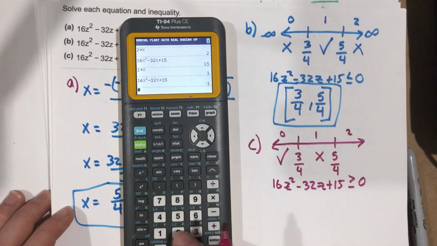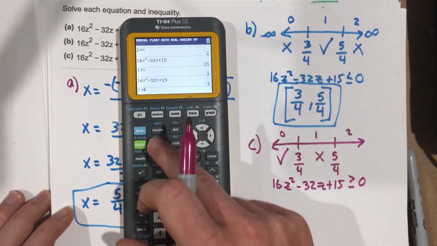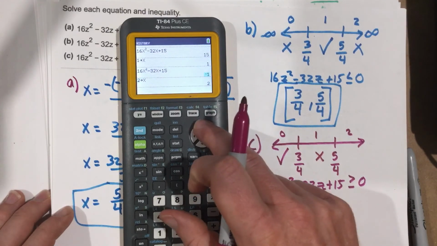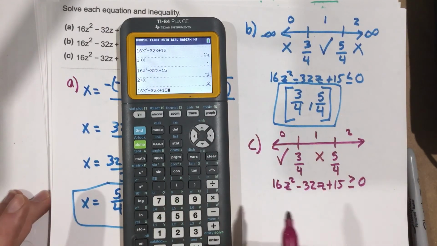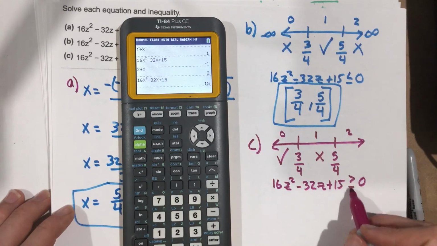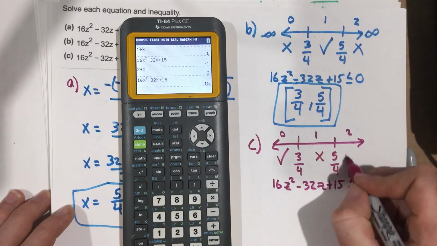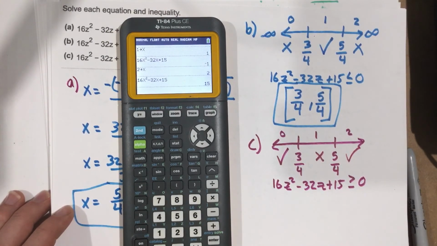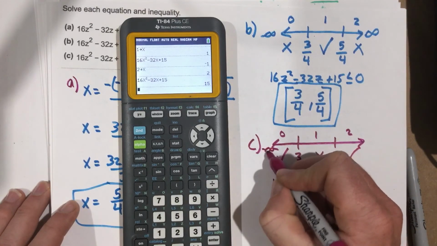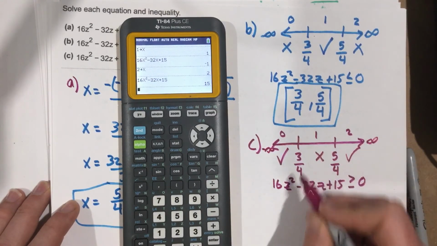Now I pick 2, store it as x. Just grab that equation again. And it tells me I get 15 again. 15 greater than 0? Oh yeah. So check that off. So my solutions then go from -infinity all the way up to 3/4.